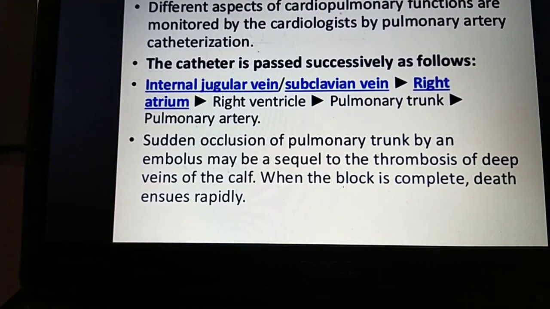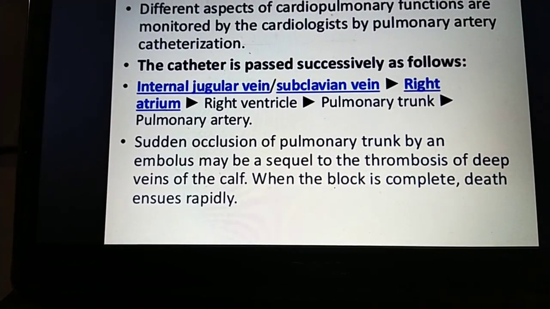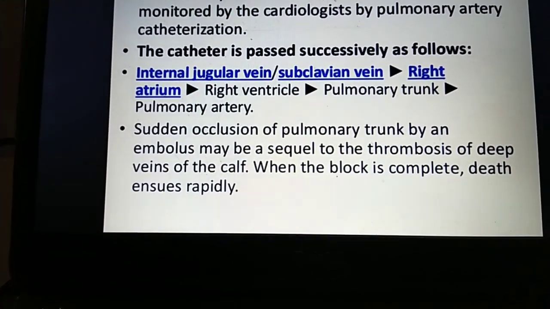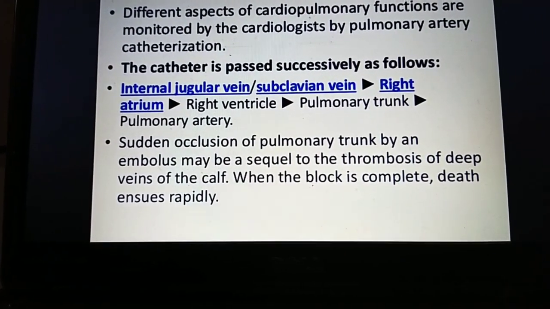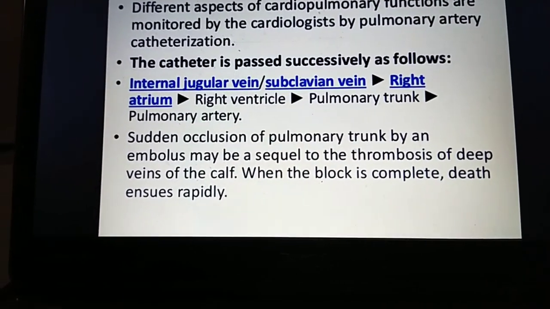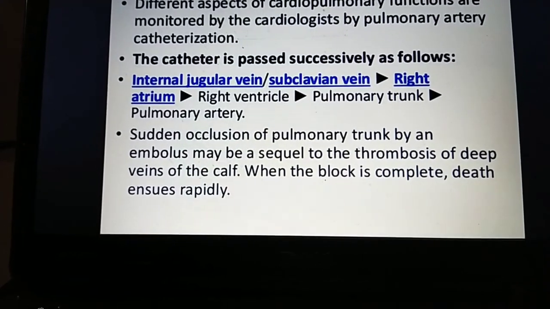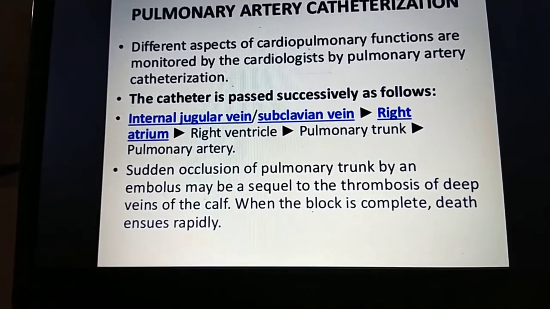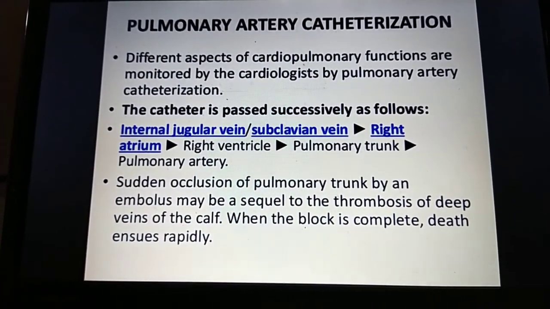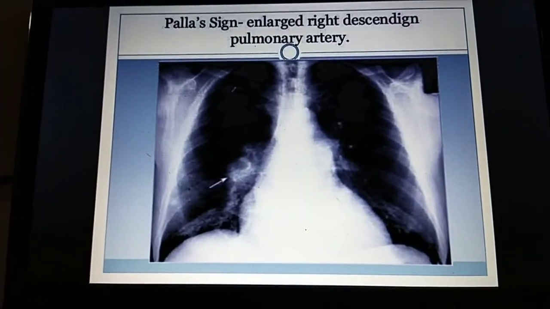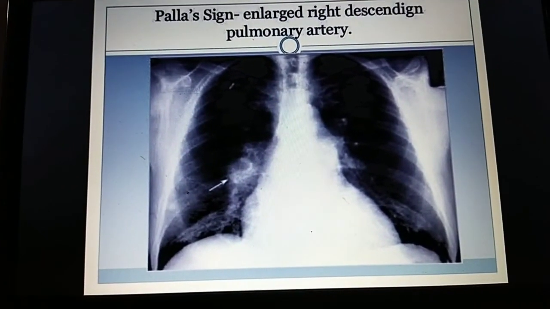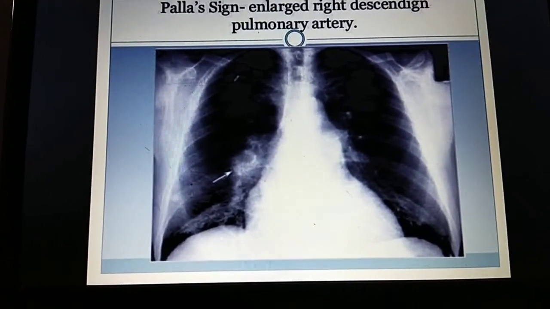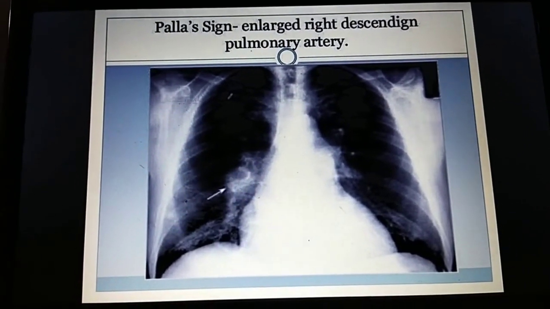A sudden occlusion of the pulmonary trunk by an embolus may be a sequel to deep vein thrombosis of the calf muscle, which blocks it completely, and death ensues rapidly. This is about pulmonary embolism. This is a sign of pulmonary embolism in the X-ray. It is called the palm sign.